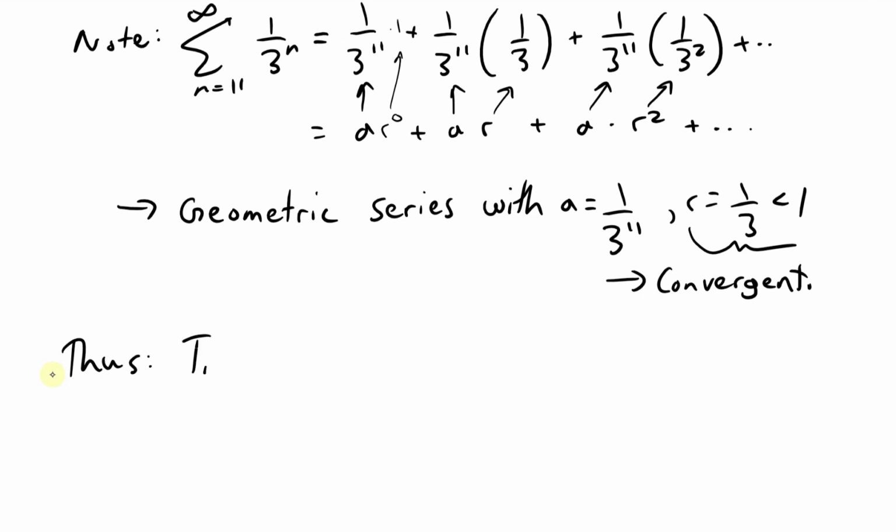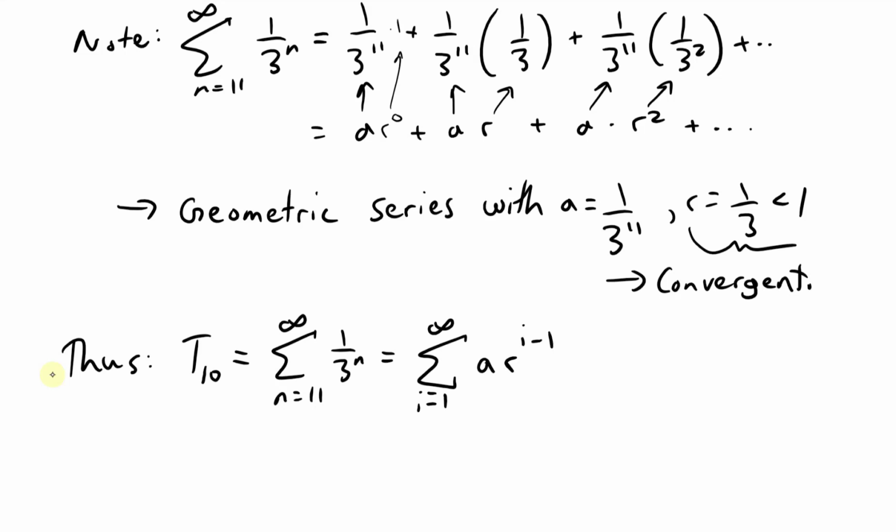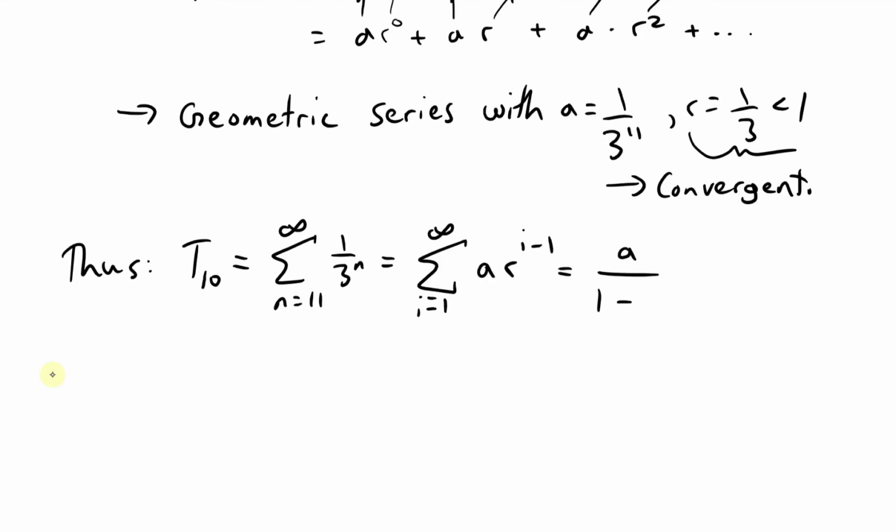So thus T10 is equal to the summation from n equals 11 up to infinity of 1 over 3 to the n, which equals, and again I change the variable to i just to avoid confusion, the sum from i equals 1 up to infinity of a times r to the i minus 1. So again, for the geometric series, this is going to be equal to a over 1 minus r, the exact sum, as I showed in my earlier video and as I recalled earlier in this video.